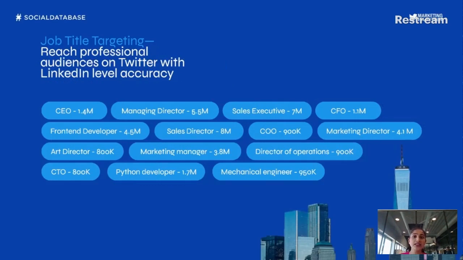Here, you can see a list of a few job titles that we can reach on Twitter with LinkedIn level of accuracy, starting from CEO to managing directors to developers to any job title that you're looking for. Similarly, we can do the same kind of job title targeting within companies, such as targeting business decision makers of Apple, Google, Amazon, Microsoft, etc.